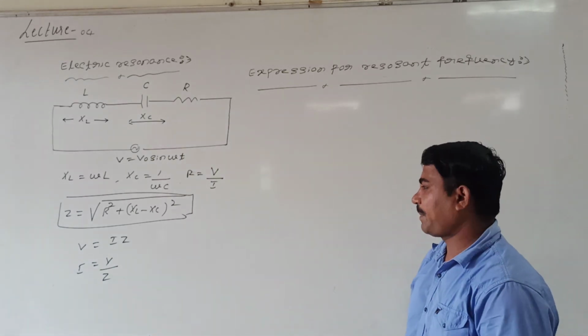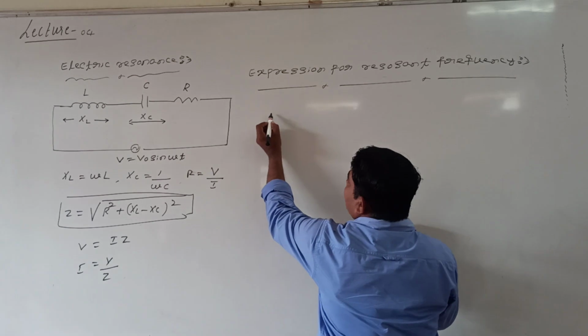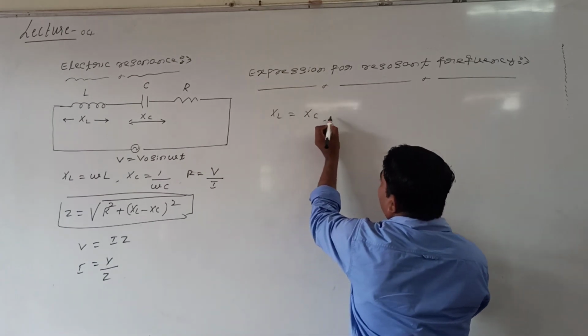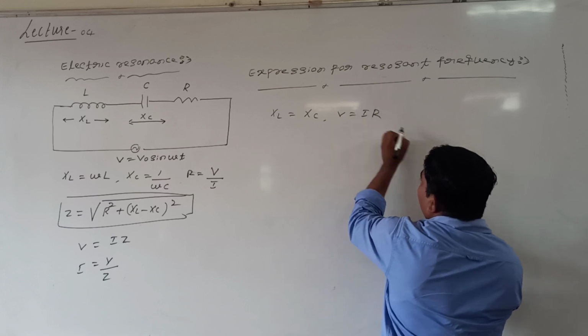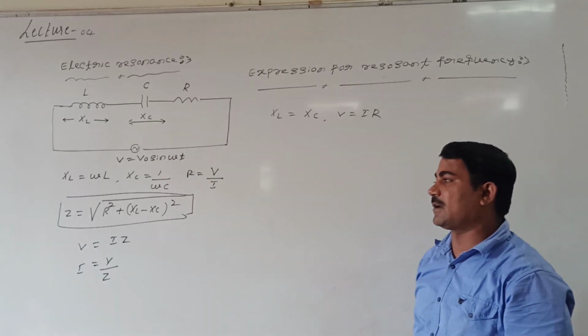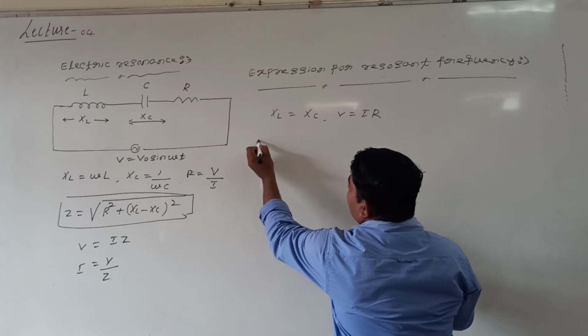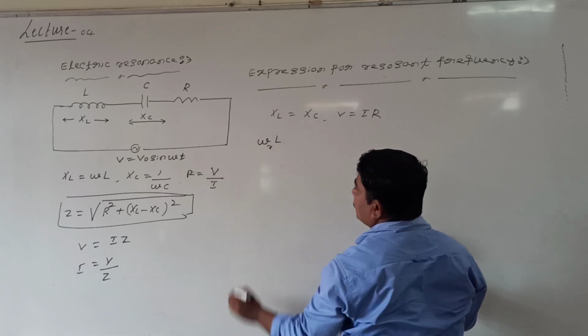At electric resonance, what is the condition? The condition must be inductive reactance equal to capacitive reactance. Then I can call V is equal to I into R, because Z is equal to R here. Z is equal to R directly. Then XL, we know XL is equal to omega L. For my reference, I will take resonance frequency as omega R.